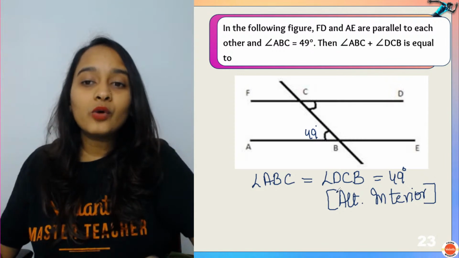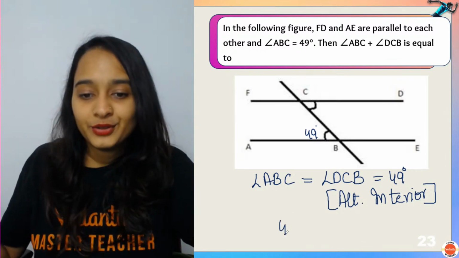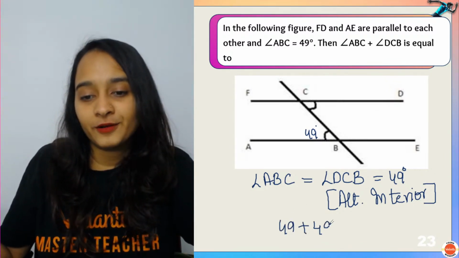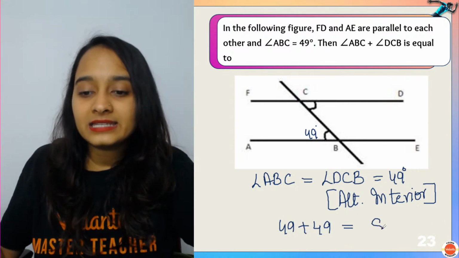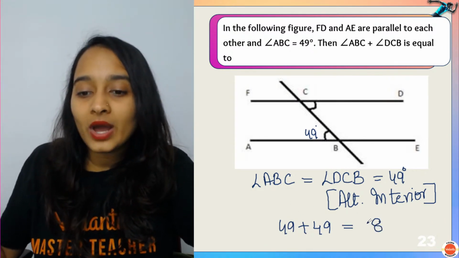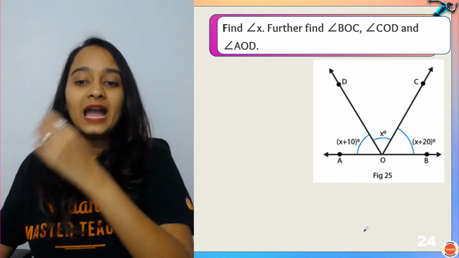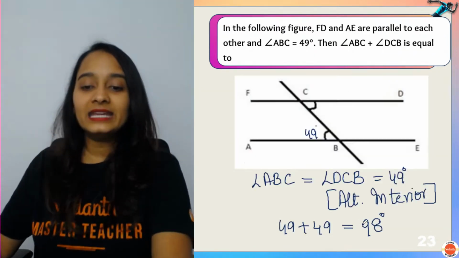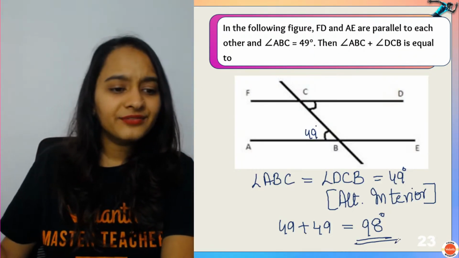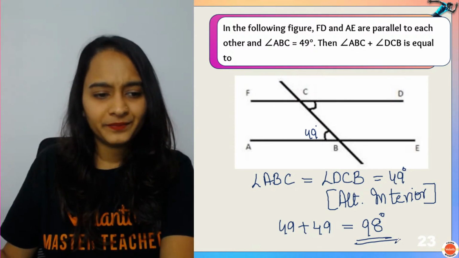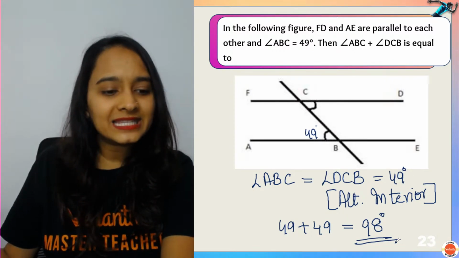So what is that we want? We want the sum of them. So 49 plus 49. 9 plus 9 is 18. 4 plus 4, 8 plus 1, 9. So what is the angle? The angle is 98 degree. Guys, how did you get 108? It's not 108, it's 98.